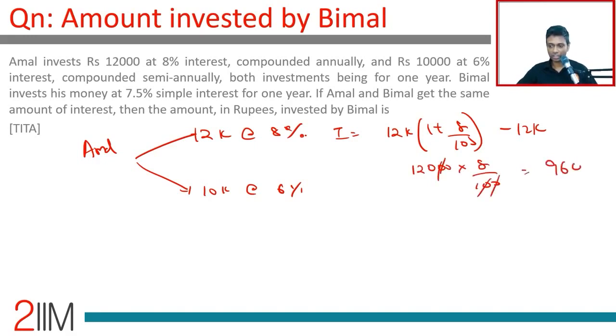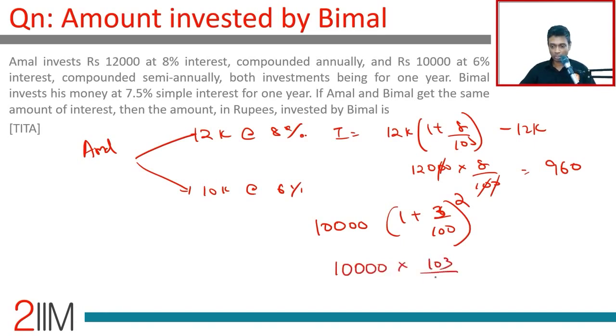120 into 8, 960. For the other one, the amount is going to be 10,000 into 1 plus 3 by 100, compounded semi-annually, whole square. Twice over, or it is 10000 into 103 by 100 into 103 by 100. 2 zeros get knocked off here. 103 whole square is the amount. 103 whole square is 10609.